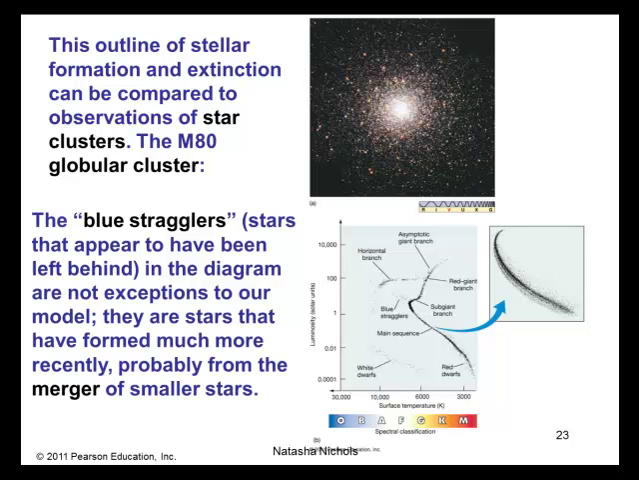Now again, these blue stragglers are main sequence stars that appear to have been left behind as other stars evolved into giants. The current best theory is that they're the result of merging binary systems or even collisions between stars of lower mass in this remarkably dense stellar system. So if a globular cluster is very dense, it's not unlikely for actual star collisions to take place.